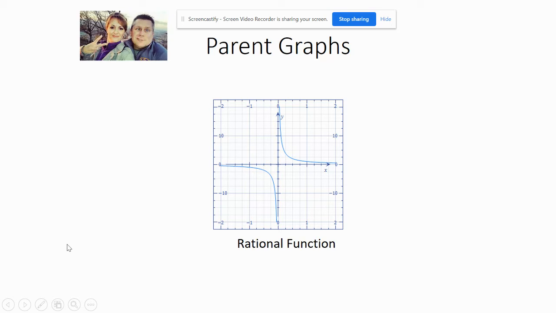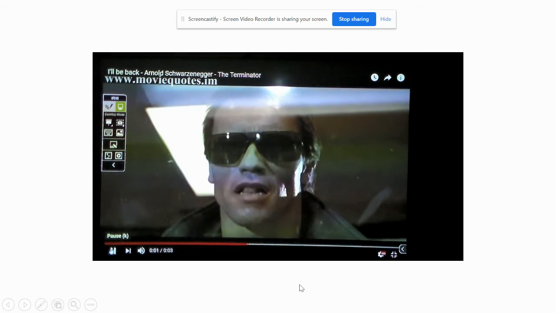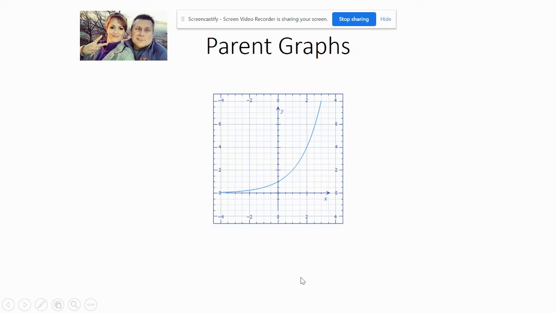Ooh, this one's the rational function, which is 1 over x. It has what we call asymptotes. You can't touch this. We'll talk more about that when we deal with rational functions. But basically, the variables are in the denominator, and it makes a graph kind of like this. That's a rational function. We'll come back and visit that later.